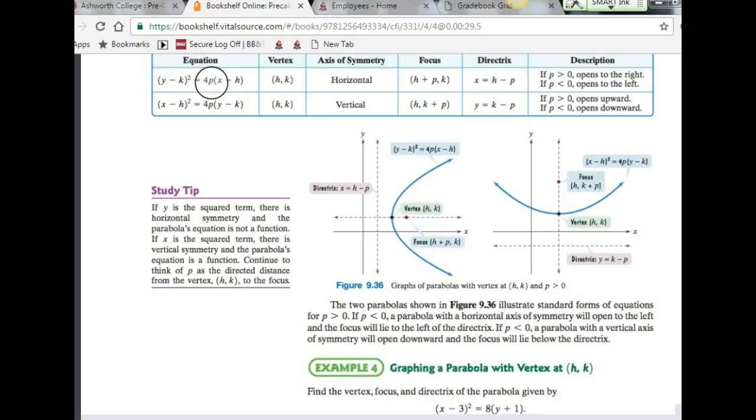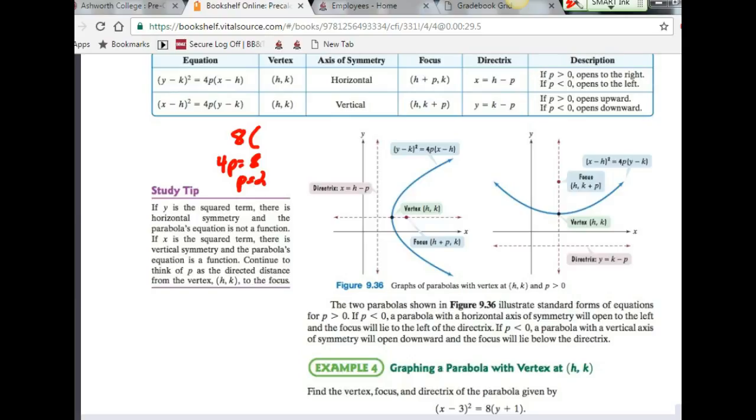It's the number out front of the parentheses. When something is in standard form, it's the number out front of the parentheses in front of the one that's not squared. So whatever that value is, it's equal to 4p. So say, for instance, the number out front was 8, then you would simply set 4p equal to 8, and you would find that p equals 2.